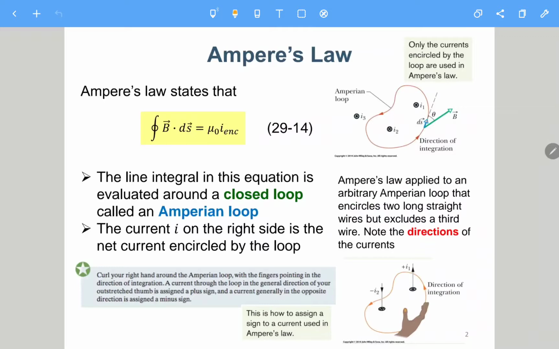Okay, so here we talk about the most important part in this chapter, which is called Ampere's Law. Of course, it is one of the Maxwell equations, as I just mentioned at the beginning of this chapter. Okay, so here Ampere's Law is written like this. On the left side, this is a so-called line integral.